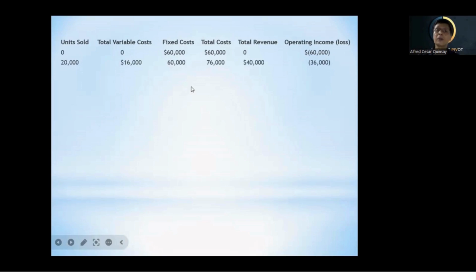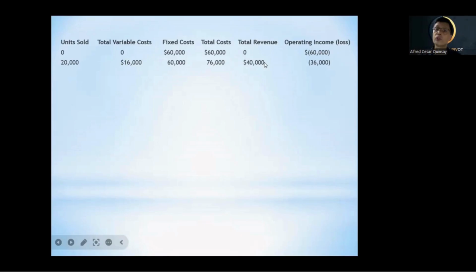Now, if the company is able to produce and sell 20,000 units, there's the variable cost of 16,000. So just simply multiply this by 0.8. So 20,000 times 0.8, that would be 16,000. But the fixed costs still remain the same, that's 60,000. And you would see that the total cost is 76,000.